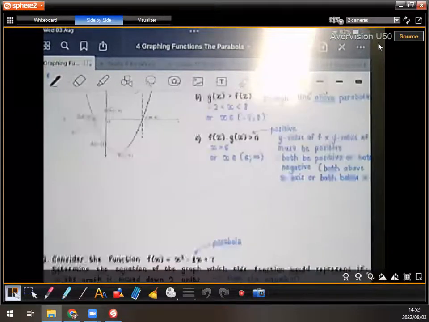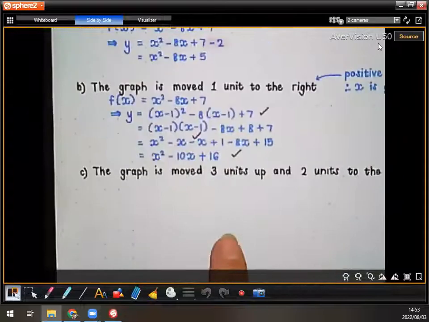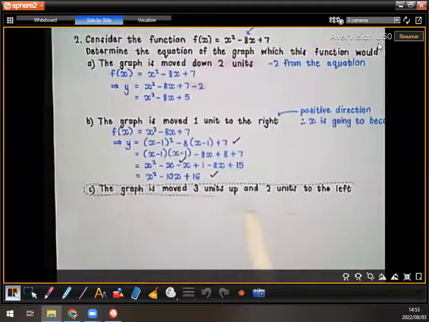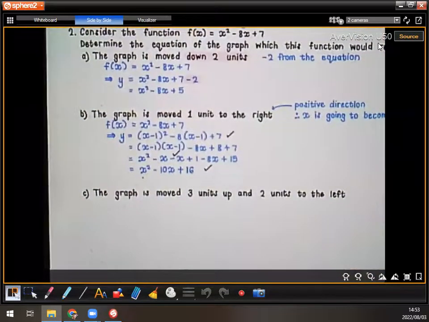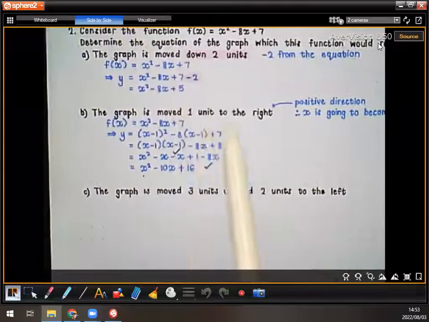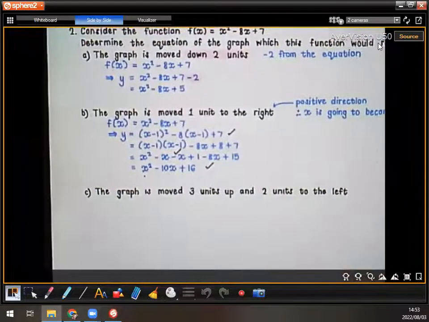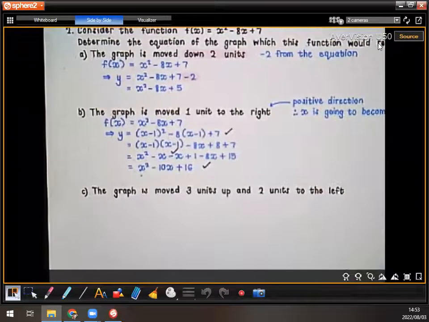Okay, now for C, which is where I just put the two types of stuff together. Let me just move this one line down. So now they're saying the graph is moved 3 units up and 2 units to the left, right? So now we need to combine these two concepts. When you're moving 3 units up, you just add 3 to the whole equation. But also we are now moving 2 units to the left, so x is going to become x plus 2. If we're moving to the left, it's into the negative direction. So that's two things that need to happen, guys.